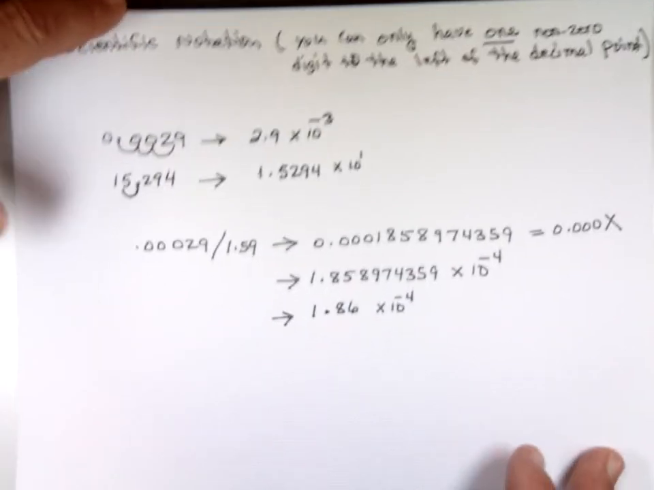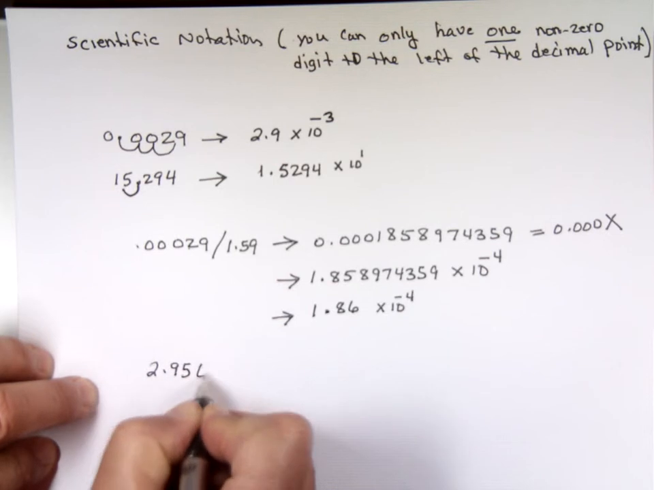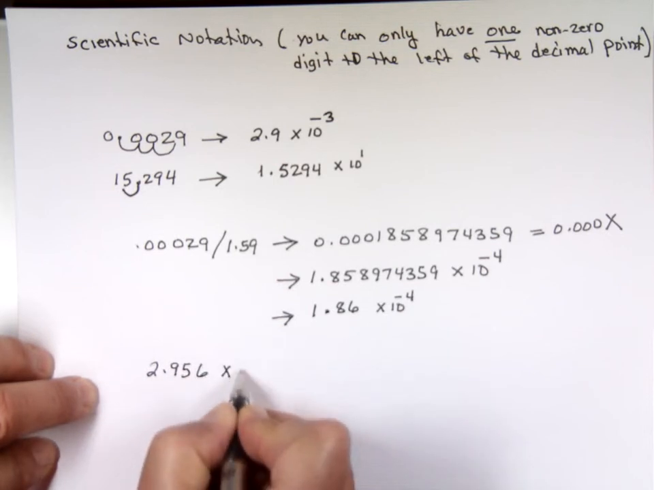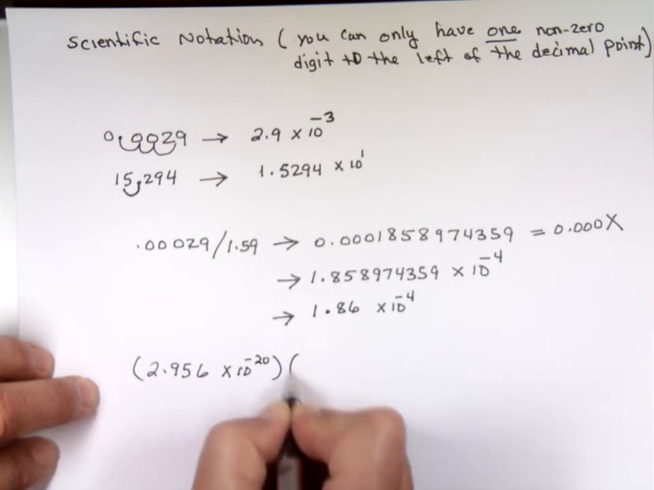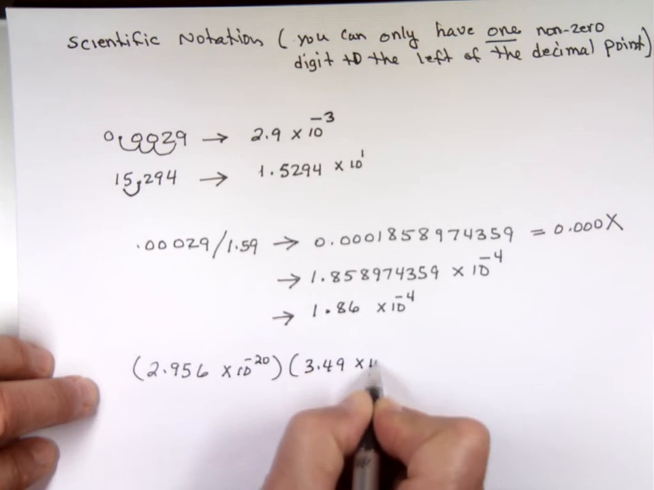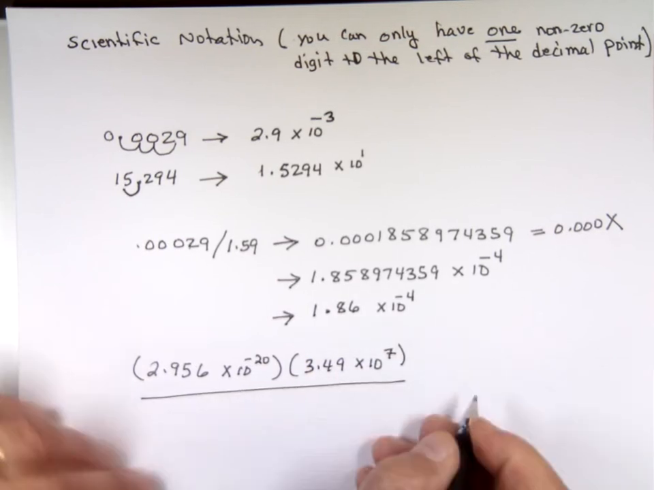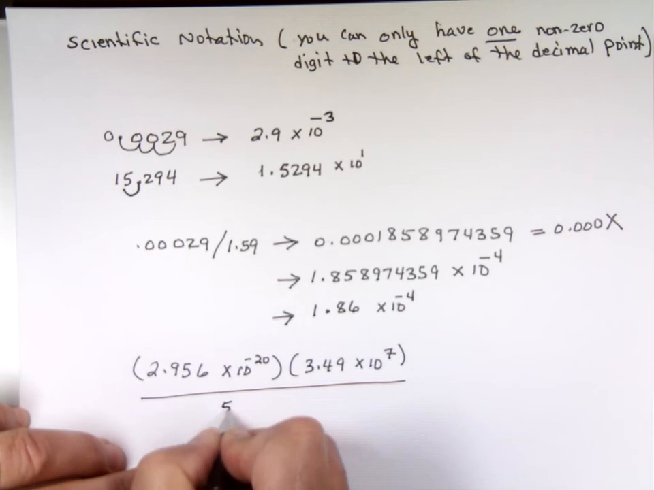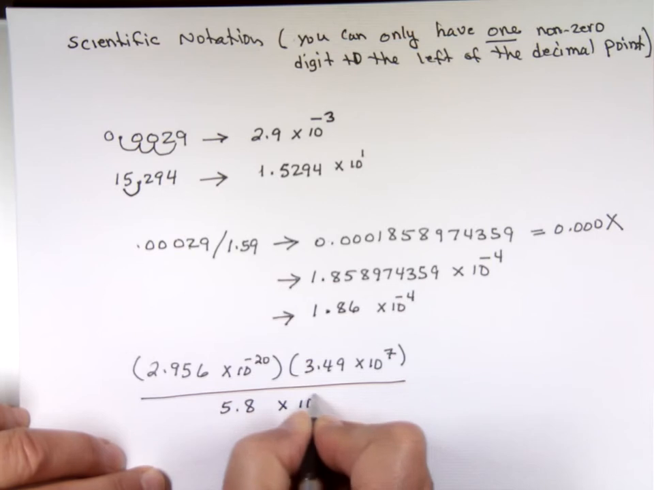So for example, let's say I have 2.956 times 10 to the negative 20. Now I want to multiply that by 3.49 times 10 to the power of 7, divided by 5.8 times 10 to the power of negative 6.